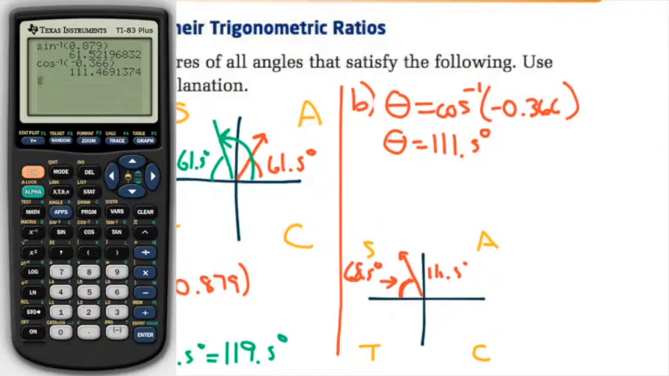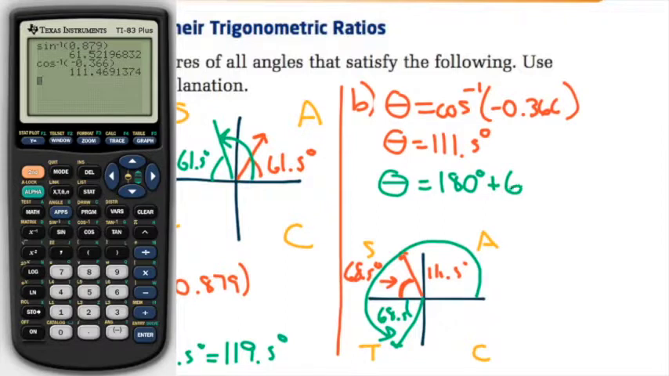So we need to draw a 68.5 degree angle into quadrant 3, and then determine the whole angle drawn from standard position like that. In this case, we'd have to do 180 plus 68.5, which would give us a second angle of 248.5.